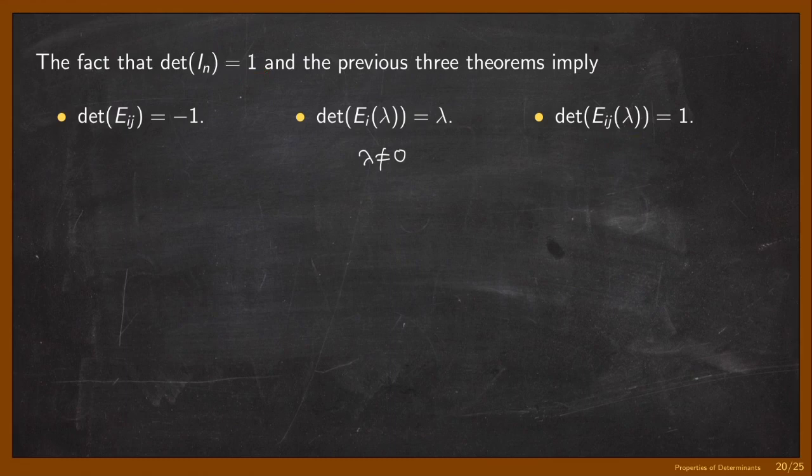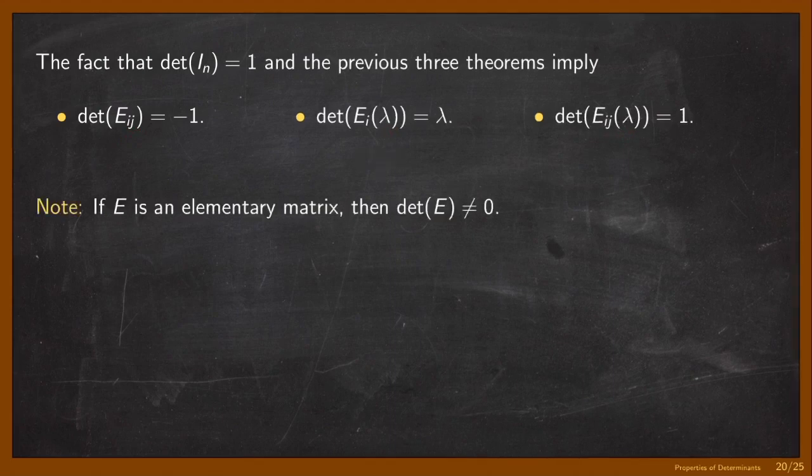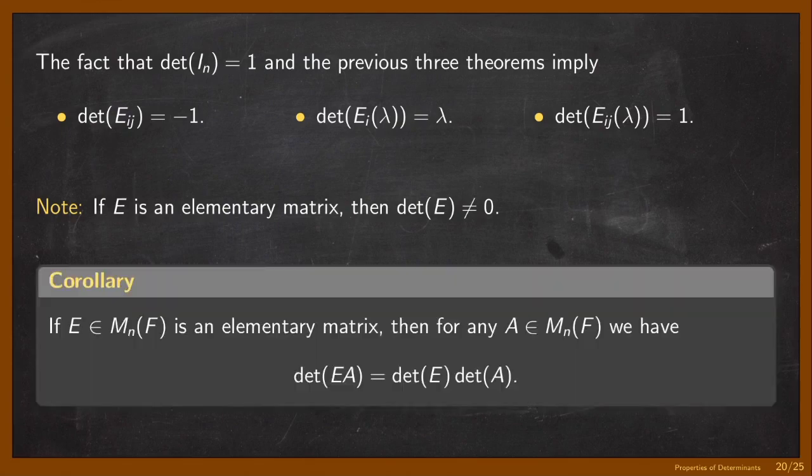So one can observe that the determinant of any elementary matrix is non-zero. That is, if E is an elementary matrix, then the determinant of E cannot be 0. As a corollary to this, we have the following. If E is an elementary matrix and A is an n by n, then the determinant of EA is equal to the determinant of E times the determinant of A. Why is that? Remember, the product EA is the same as the matrix obtained from A by doing the elementary row operation corresponding to this elementary matrix.